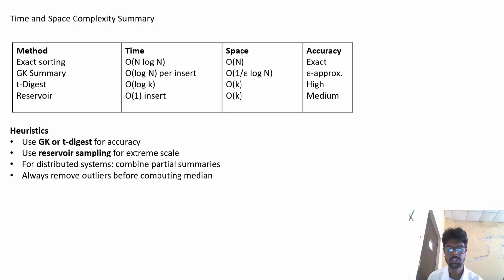Heuristics: use GK or T-Digest for accuracy, use reservoir sample for extreme scale. For distributed systems, combine partial summaries and always remove outliers before computing the median.